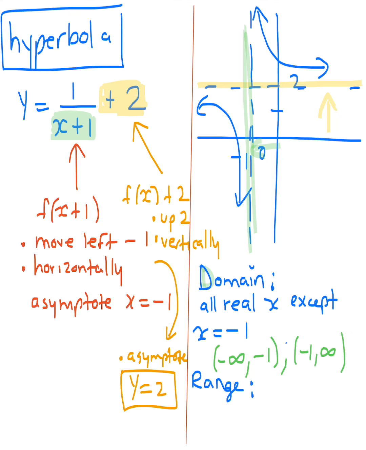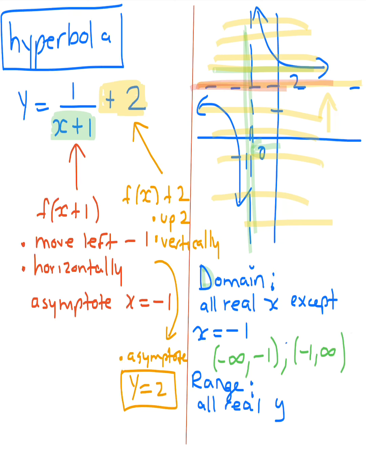Now if you're doing the range, it would be all real y. Now if you think about that and you're looking at it, all real y, so we can get y up here above 2, and you can get y below 2, but the one value of y that you can never have is y equals 2. Okay, so it's all real y except y equals 2.